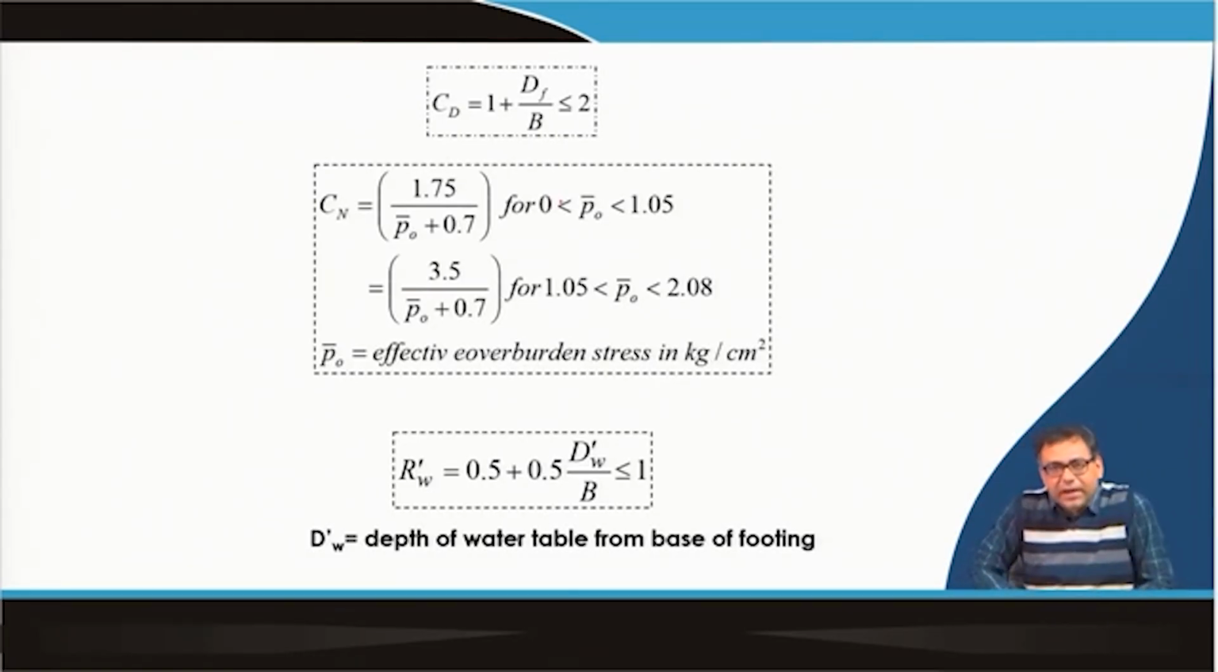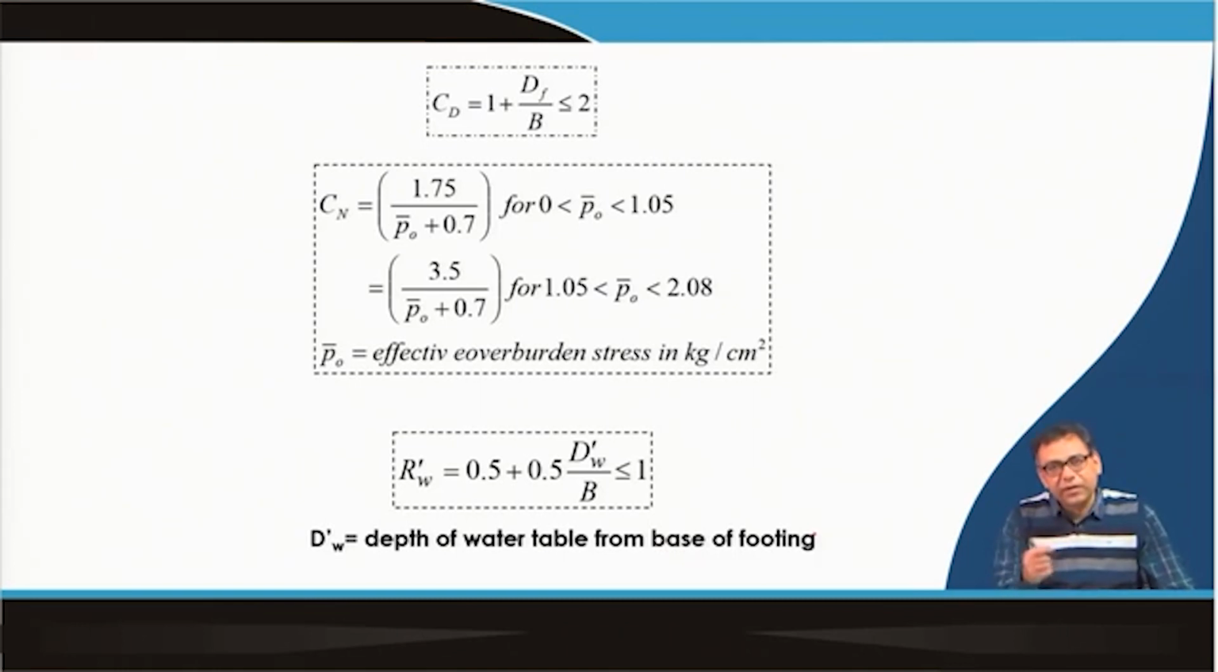As I mentioned during my SPT discussion, in some cases the corrections are done by using only the overburden, and in some cases the corrections are done by using all the other correction factors, because correlations are given either corrected by only overburden pressure or corrected by using all the correction factors. But in this case the correction is based on overburden pressure. And Rw' is the depth of water table from the base of the foundation. So, here this is Rw'.